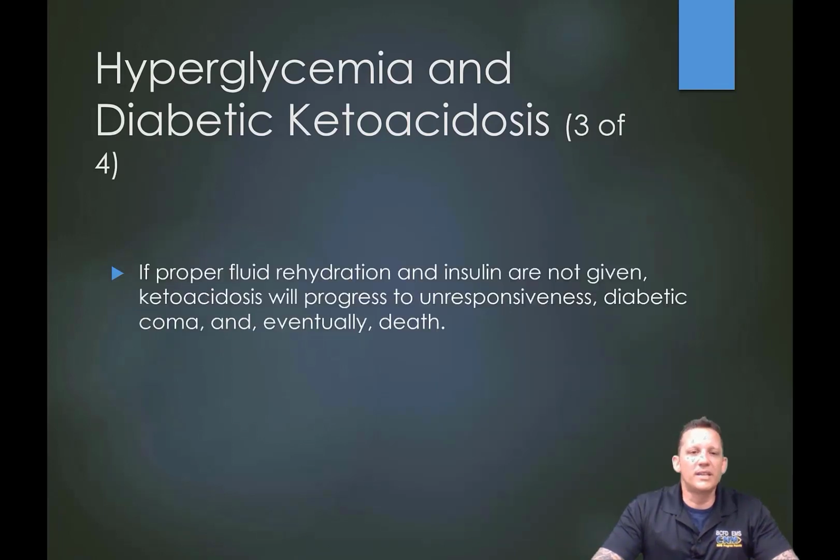because you cannot get the nutrition from the blood into the cell. In patients who are hyperglycemic, if you don't give them the proper fluid rehydration because they're losing fluid from many avenues, and get them the insulin that they need to get sugar into the cells, the ketoacidosis will progress until they become altered and then go into that diabetic coma. And if it's still not rectified, they will die.